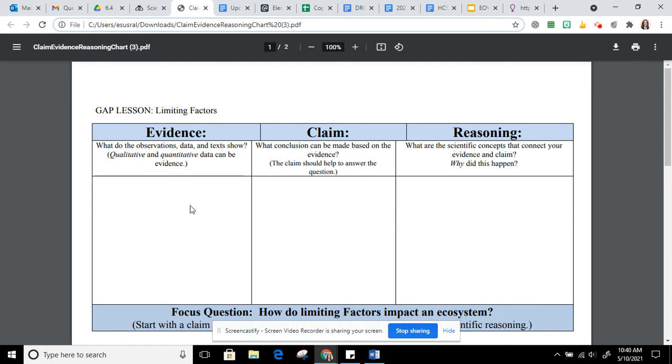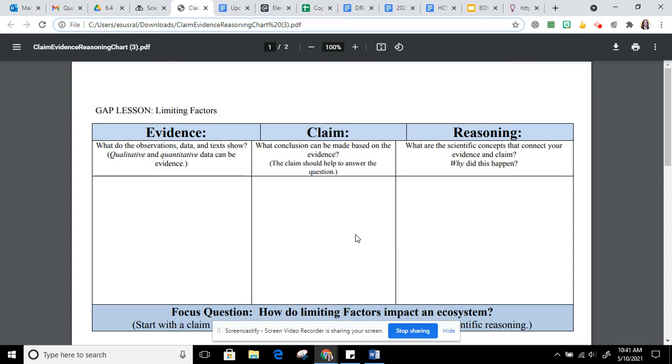So I always like to start with my claim, but you can really start with your evidence if you'd like. I like to start with the claim. What conclusion can be made based on the evidence? So based on the reading, what conclusion can be made? What fact can be stated? What is something that you learned? What can you make as a statement, something that's factual that you learned from the reading?